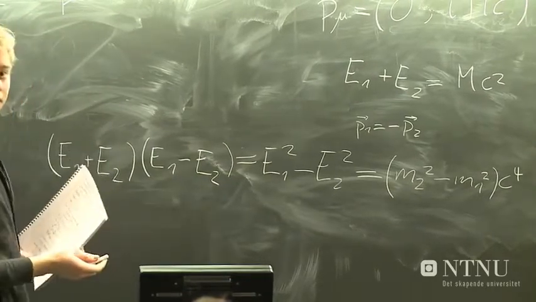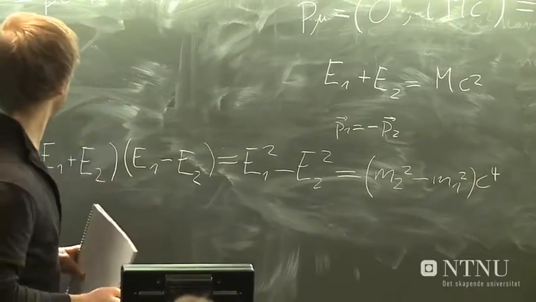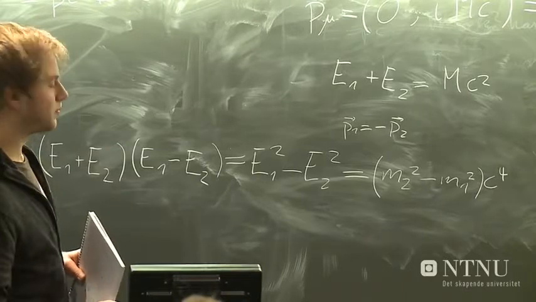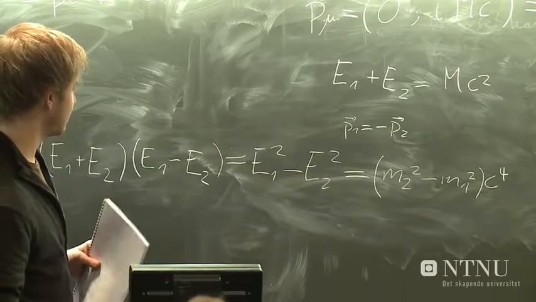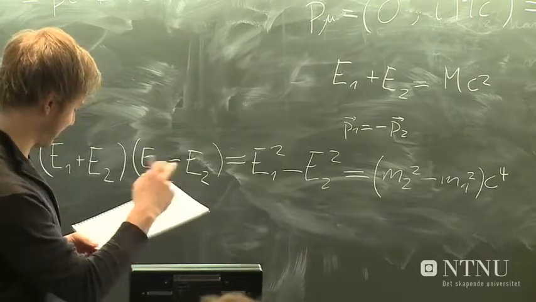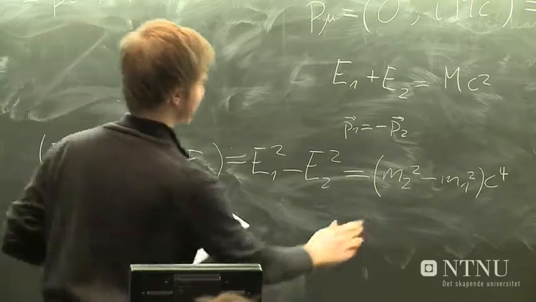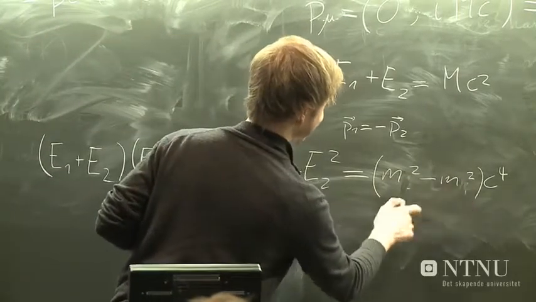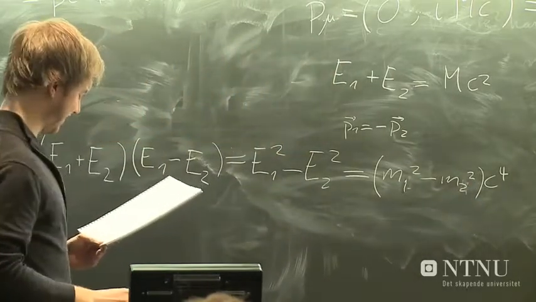So if we can just make one comment. From this equation for the energy, you get E1 squared minus E2 squared is equal to M2 squared minus M1 squared. I may have made a mistake. I wonder if it should be M1 squared minus M2 squared. Do you agree? I guess you're right about that. Yeah.